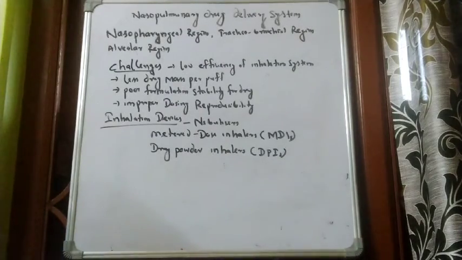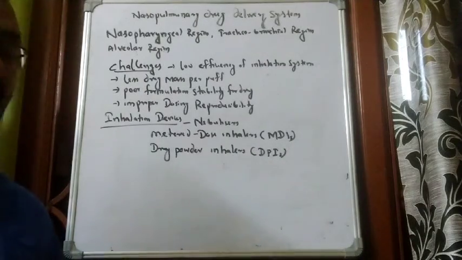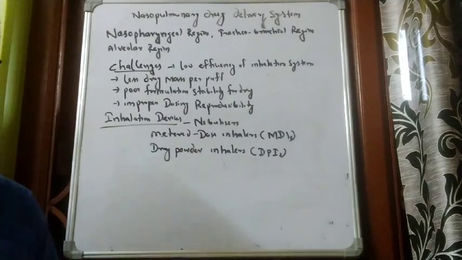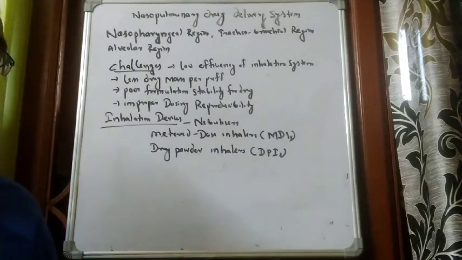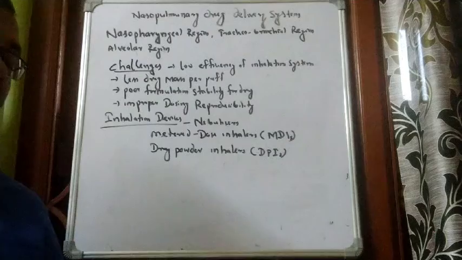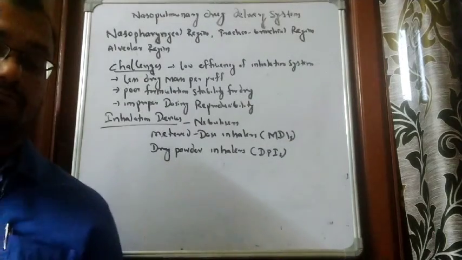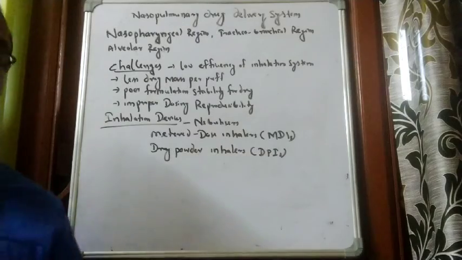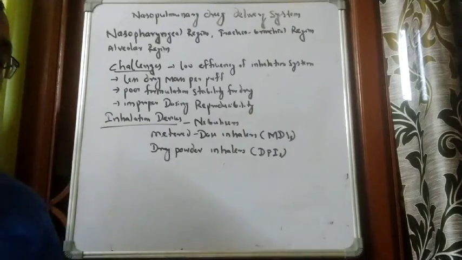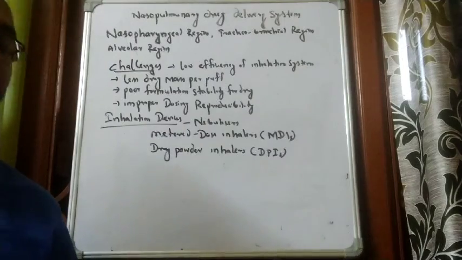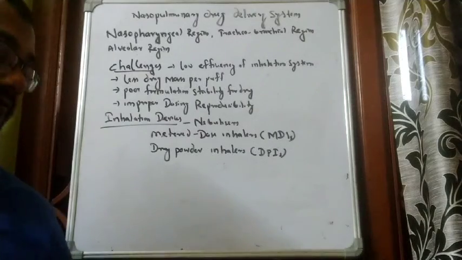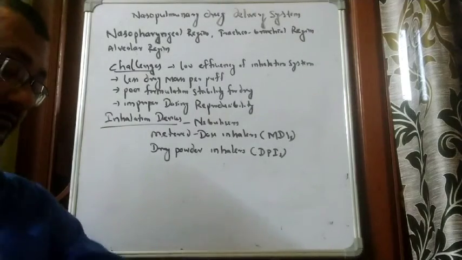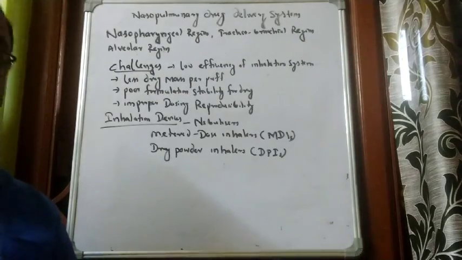The next challenge is poor formulation stability. Generally, different types of asthmatic drugs are crystalline in nature, for example corticosteroids, and they have high moisture sensitivity. So to stabilize them, we need to go for different micro sizes of the particles, and we need to select suitable drugs, so that this problem of poor formulation stability can be rectified.